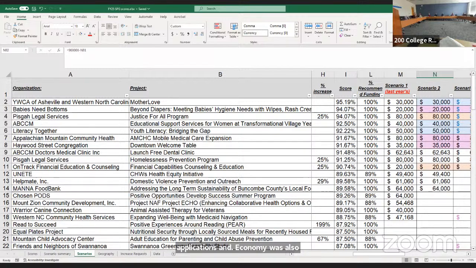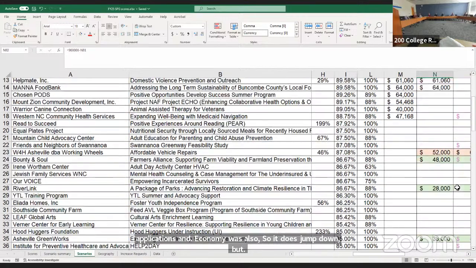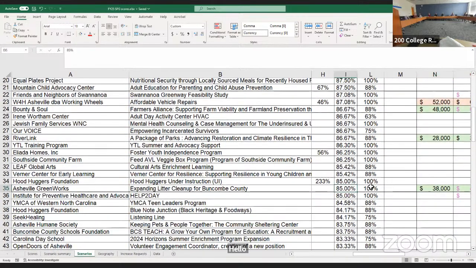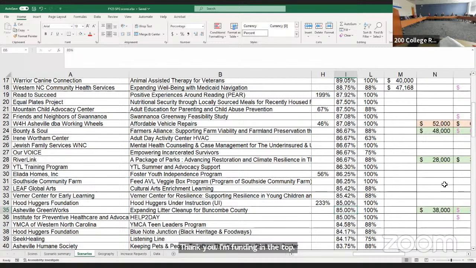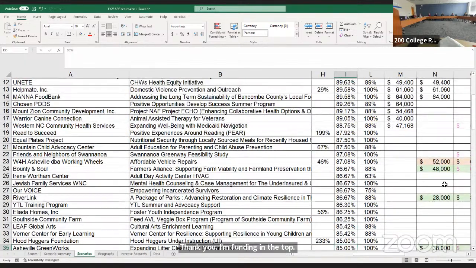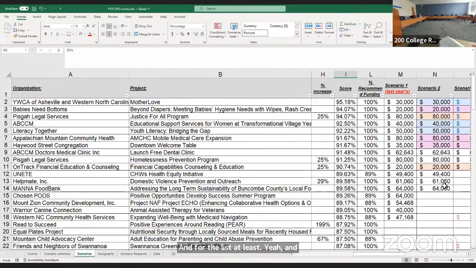So it does jump down, but the lowest scoring project still is in that 85% range. So these are still all high scoring projects overall. It keeps us funding in the top half of the list, at least. And no less than 88% of the committee recommended each of those projects for funding.